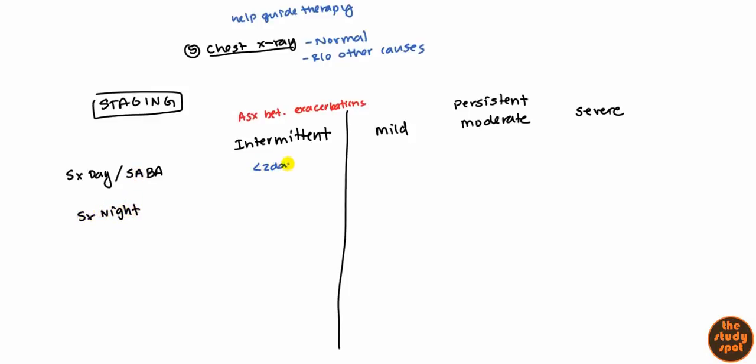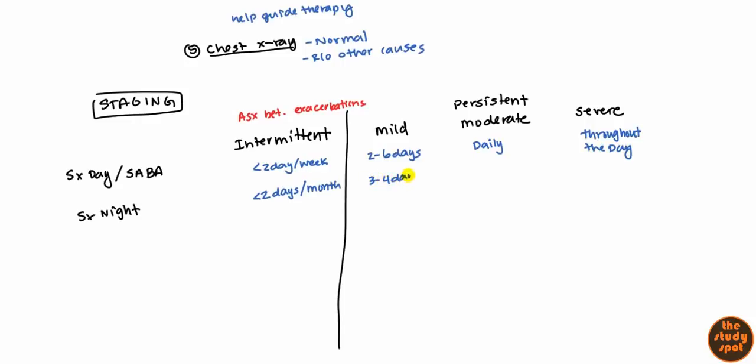So in intermittent, they'll generally have less than 2 days a week where they need to use the short-acting beta agonist, and they'll generally have less than 2 night symptoms a month. In mild, however, the day symptoms are going to be 2 to 6 days per week, and persistent is going to be daily symptoms, and severe is when they have symptoms throughout the whole day. So you can see that would be pretty severe.